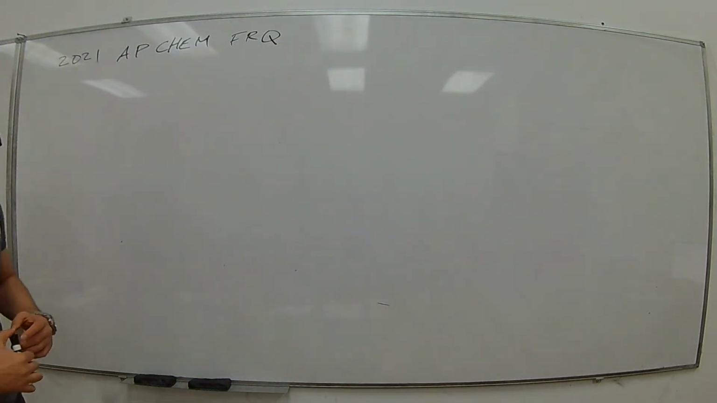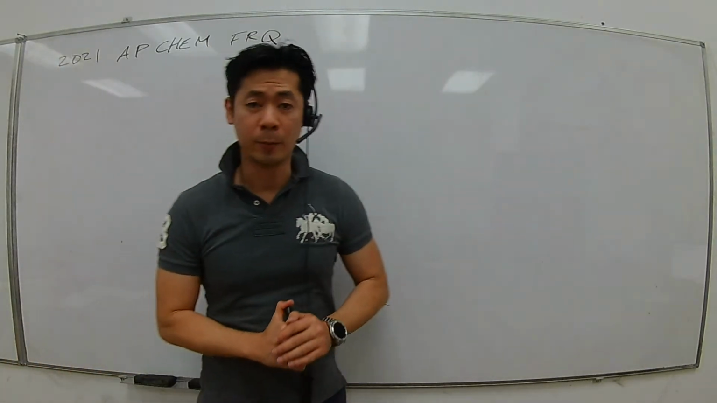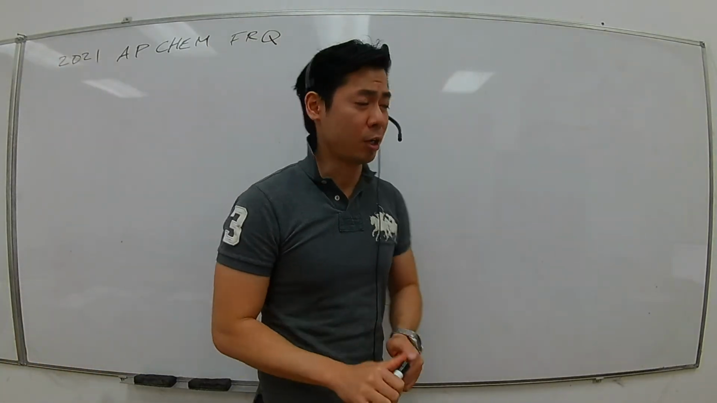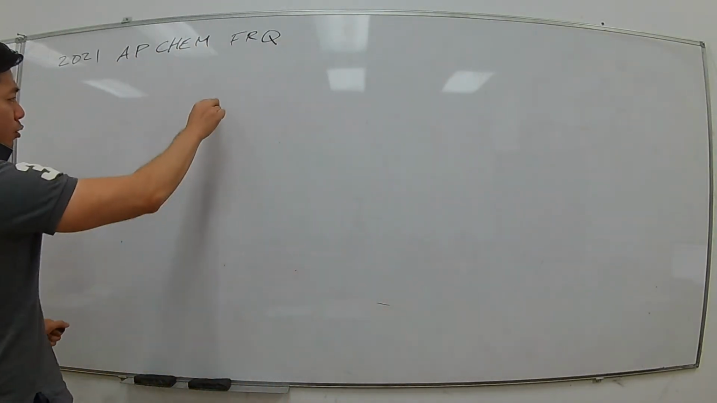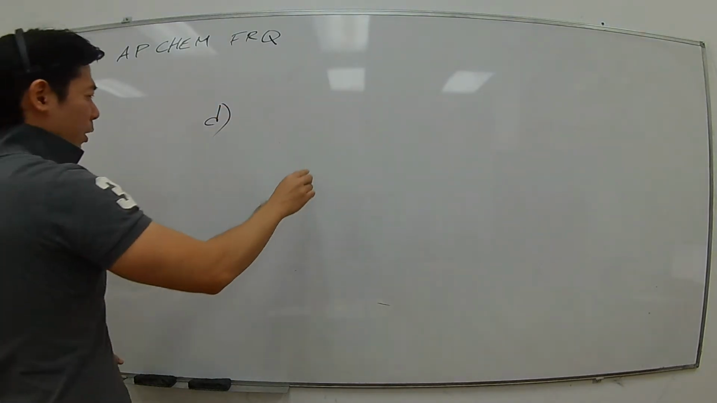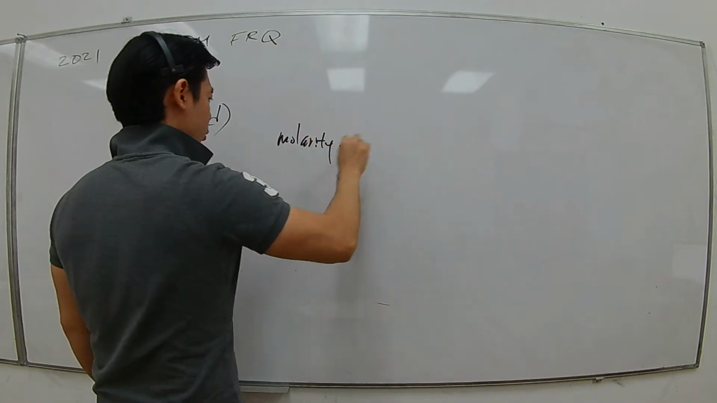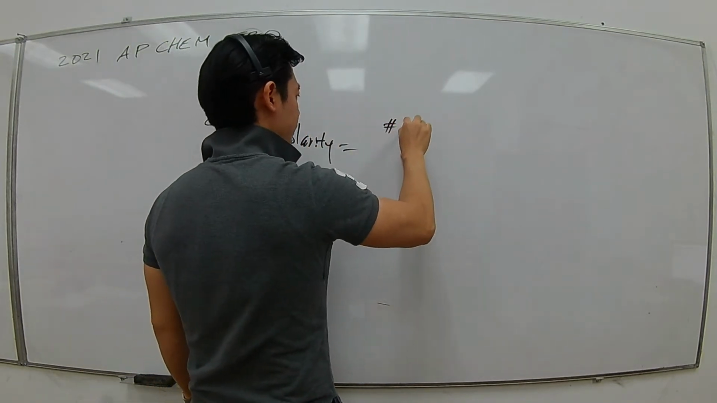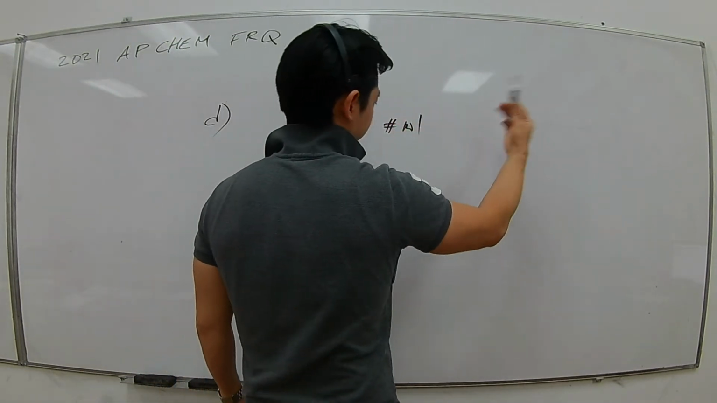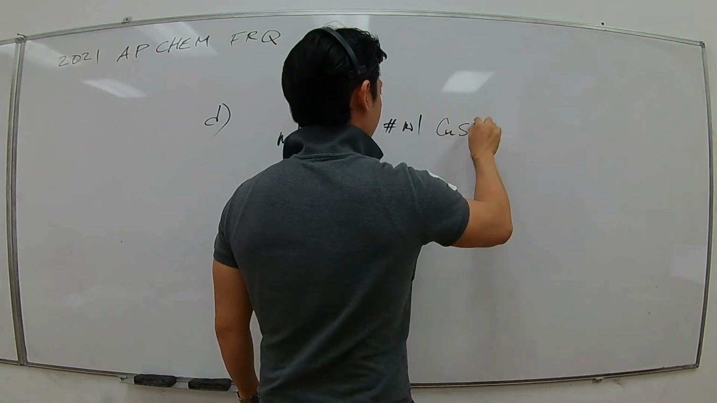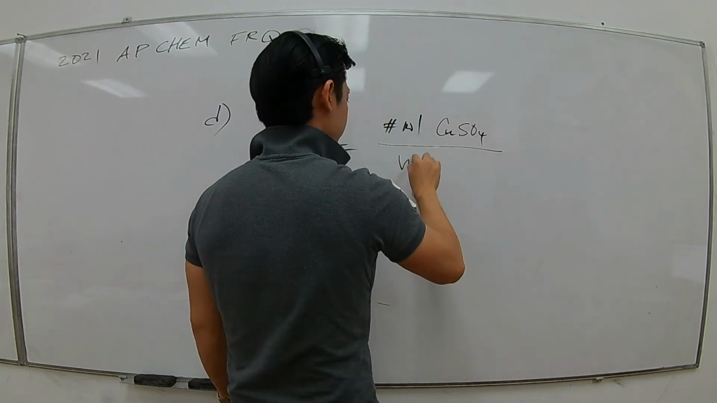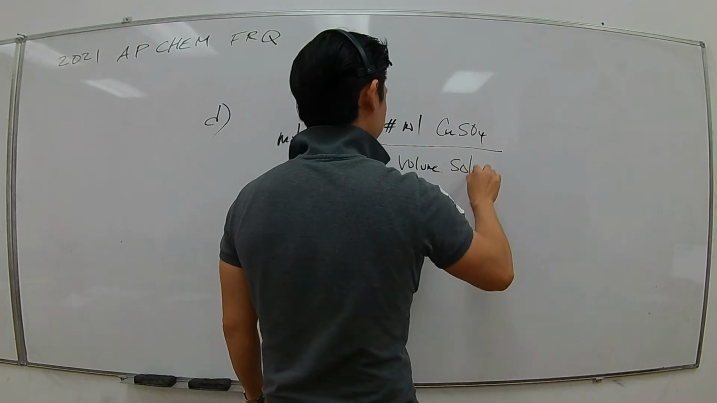So, this is a dilution question. I want to talk about it where you probably want to use the equation for molarity. Molarity is equal to the number of moles of copper sulfate divided by the volume of the solution.